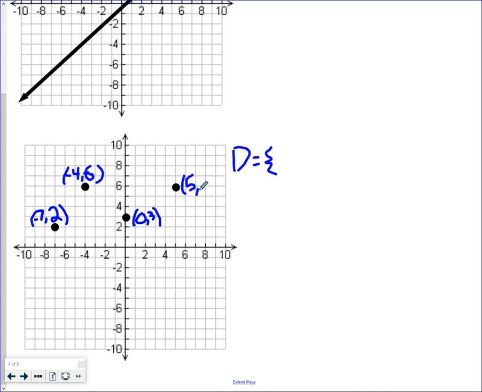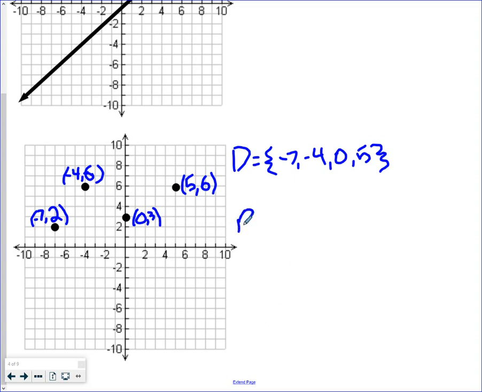So 5, 6. So my domain is all the possible numbers I can put into the function, all the possible inputs, all the possible x's. Well, my x's are -7, -4, 0, and 5. So I'm just going to write them down. -7, -4, 0, and 5. Again, I wouldn't use inequalities here. I would just use the set notation we talked about.